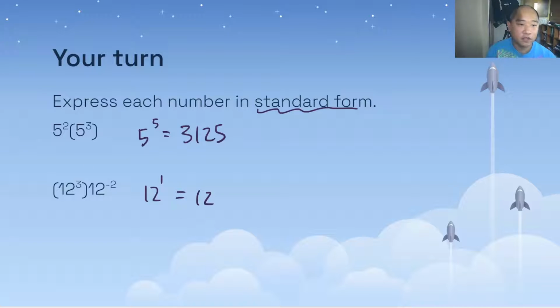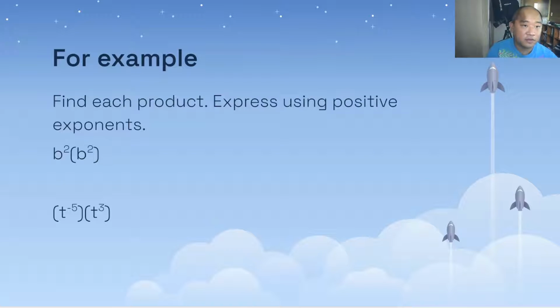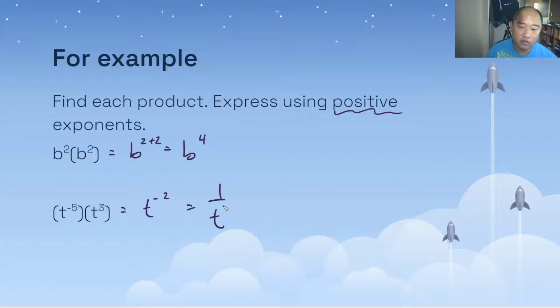Okay. Here we have another example. If you have a base that is a variable, then that is just the same, but with a variable. So you cannot solve for this unless we know what b is or what t is or whatever the variable is, right? So this is just b to the fourth, and this is just t to the negative 2. They want us to express using positive exponents, so this is going to be 1 over t squared. Okay.